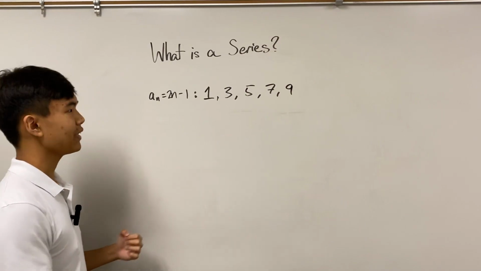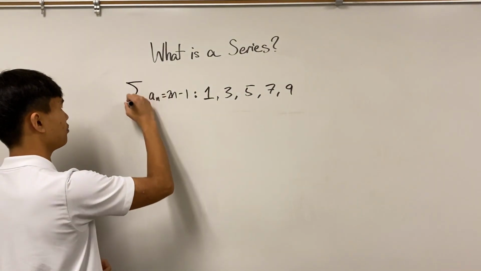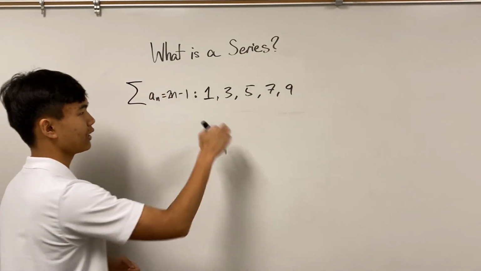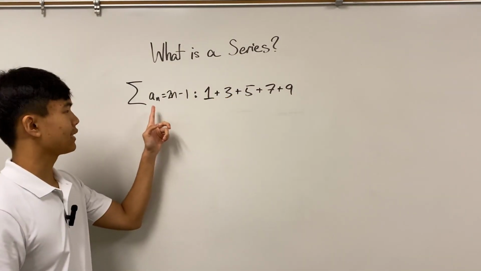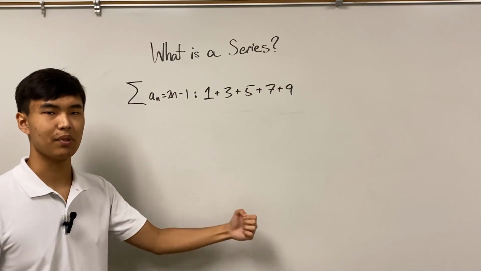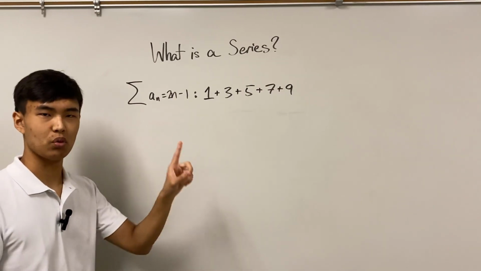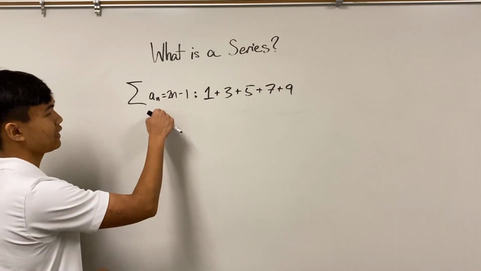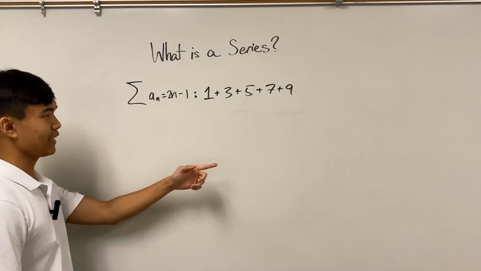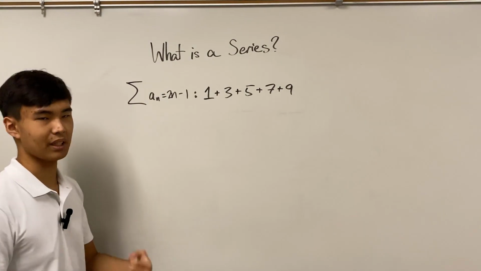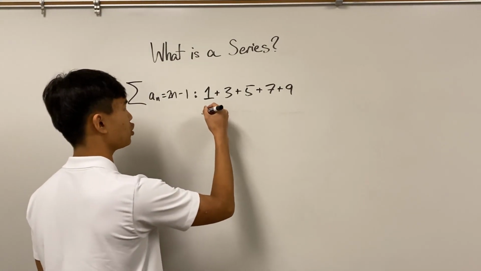And so a series is a sum of a sequence. So instead of commas here, we're going to have additions. Whereas sequences will give you a list of numbers, series will only give you one resultant number. The sequence is 1, 3, 5, 7, 9. But the series here is 1 plus 3 plus 5 plus 7 plus 9, which is 24.